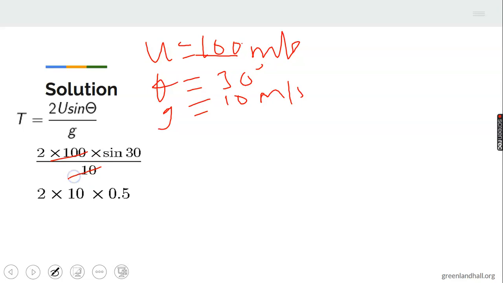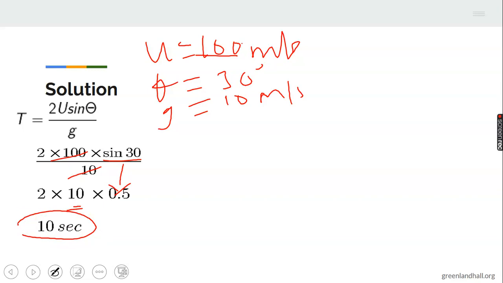When you cancel 10 in 10, it will be 10. That's why we have 10. And sine 30 will give you 0.5. 2 times 10 times 0.5, you have 10 seconds. The answer is 10 seconds.